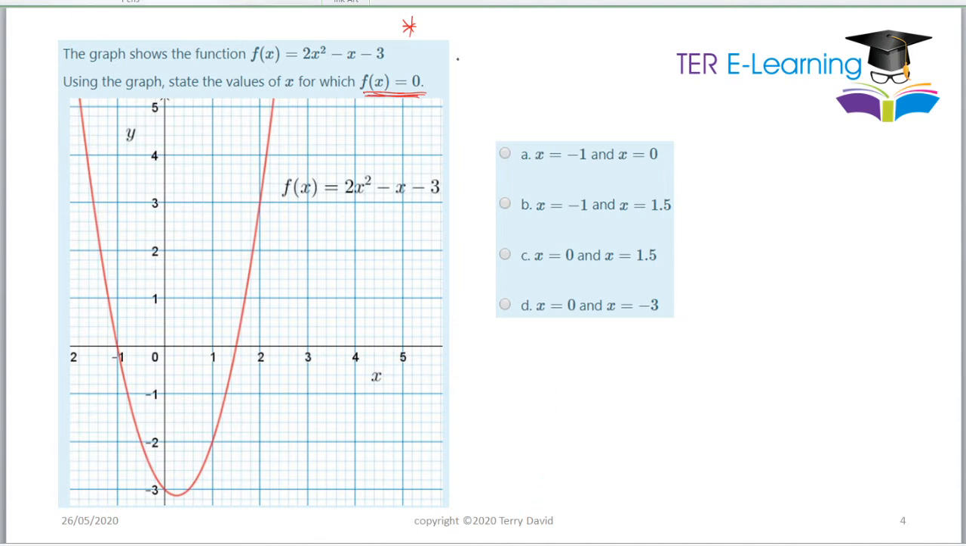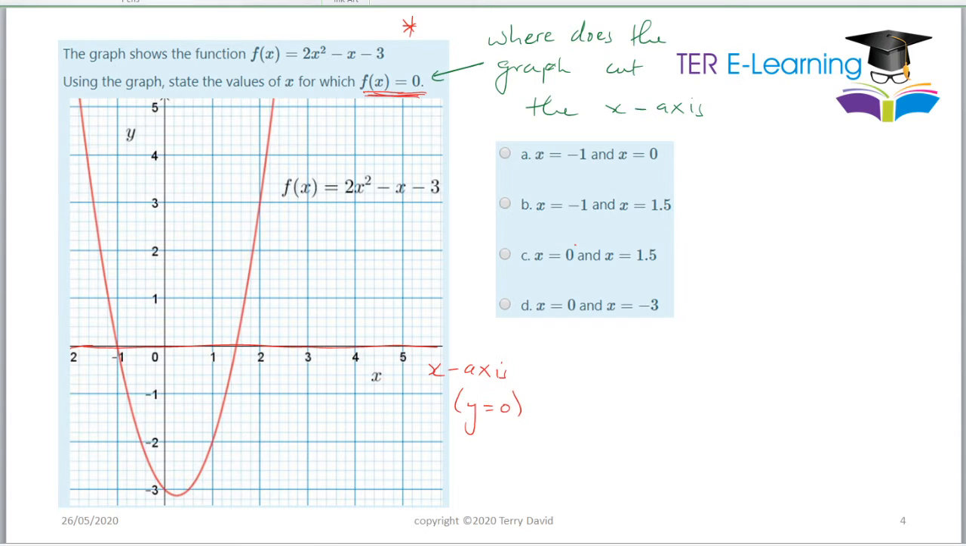Now, when they ask you for f of x equal to 0, right, you need to understand what that means. That means, where does the graph cut my x-axis? That is what this question is asking me. So you need to know where your x-axis is. This line here is my x-axis, and it's also called the line y equal to 0, right?